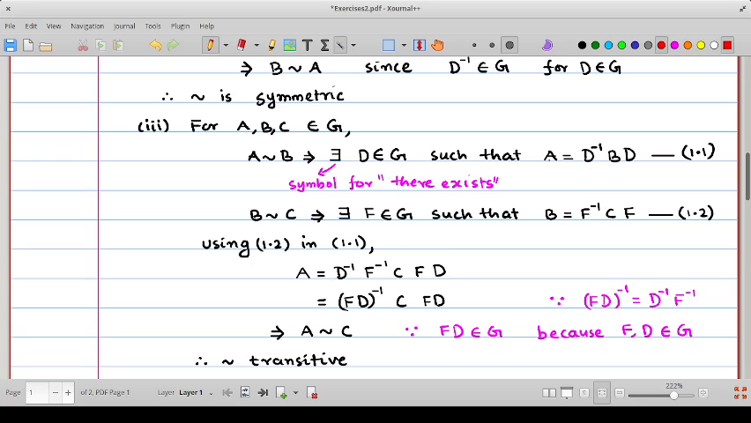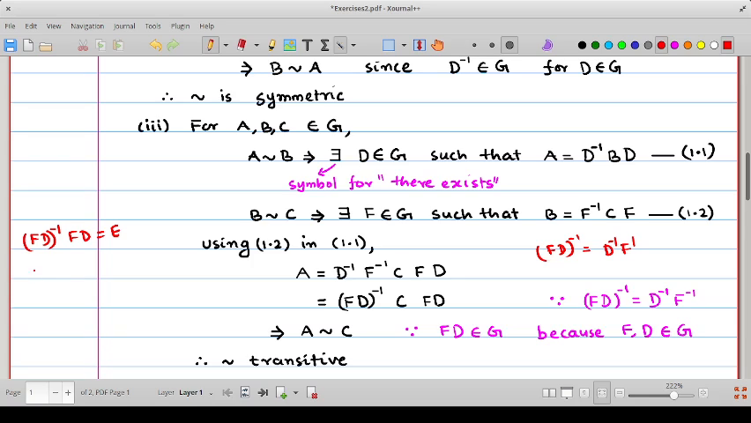So I have A is equal to D inverse, and that's what we have written here. And for B we use this expression. So F inverse CF and then this D. But then this can be written as FD inverse, and that is because FD inverse is equal to D inverse F inverse, which we can easily prove in the following way. So FD inverse times FD should be equal to the identity.